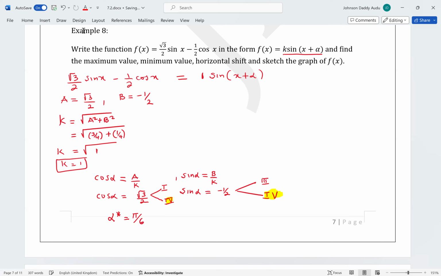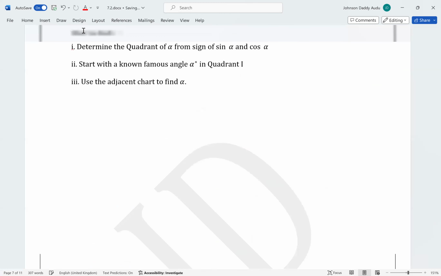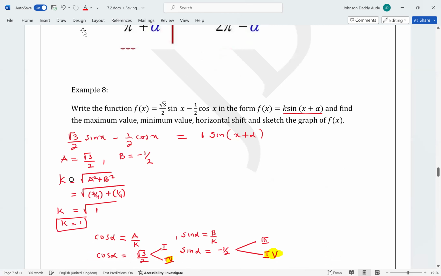Because if you have pi over 6, cosine pi over 6 is root 3 over 2, and sine pi over 6 is going to be 1 over 2. So don't worry about the minus here. This minus here has been taken care of. But since we are in the fourth quadrant, it means we will use alpha to be 2 pi minus alpha star. So now we're using the chart. This is the chart here.